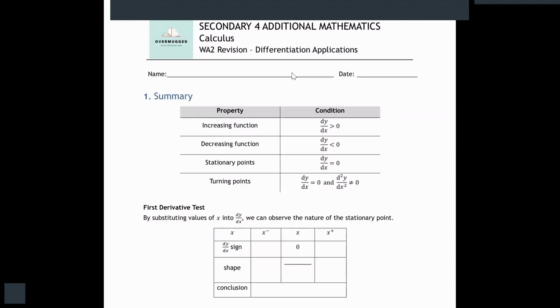So today I'll just go through a little bit on applications of differentiation. The prerequisite for this topic is that you already have a good knowledge of differentiation. So I won't be going through that in depth, for example product rule, chain rule, etc., because I assume it's stuff that you already know.